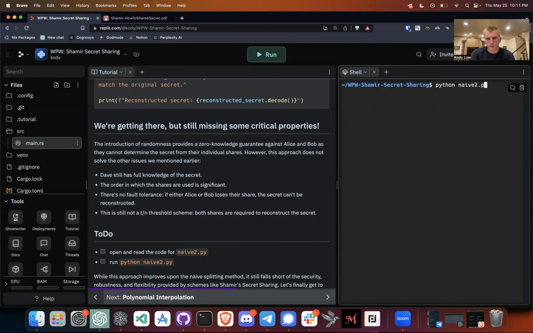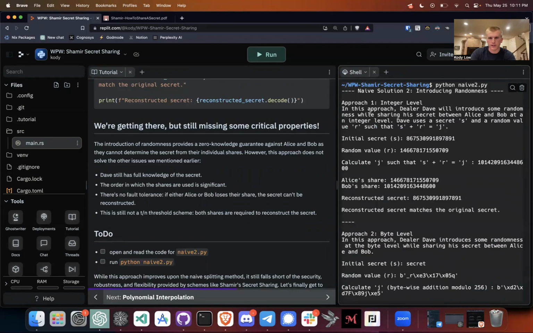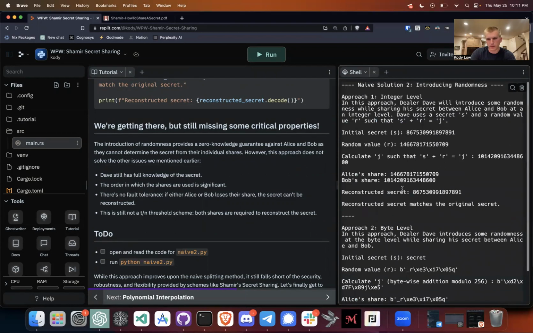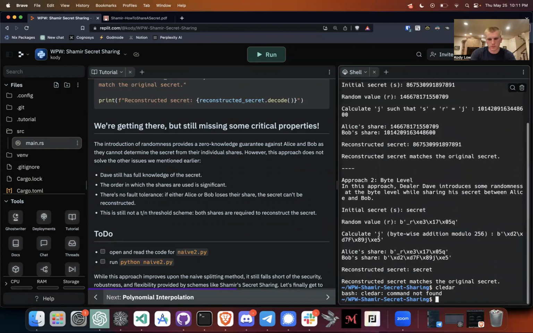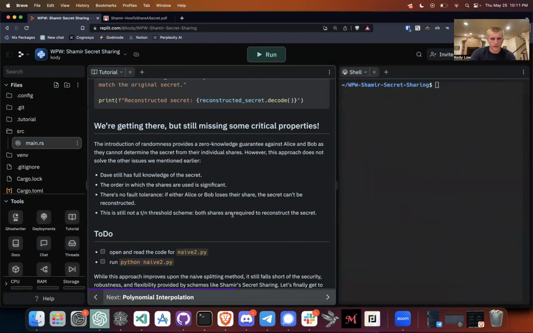Naive 2.py. There you go, right? And so here's the integer level one: you get a random secret, you pad it with something, you add this together, right? And then the ordering matters when it comes back. And you can do the same thing with bytes, right? Cool. So let's go to the next one, right?